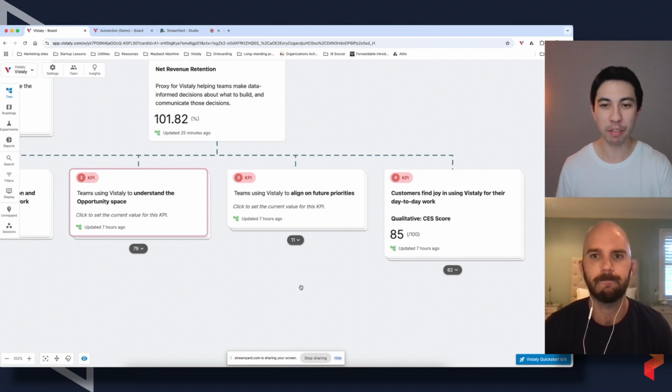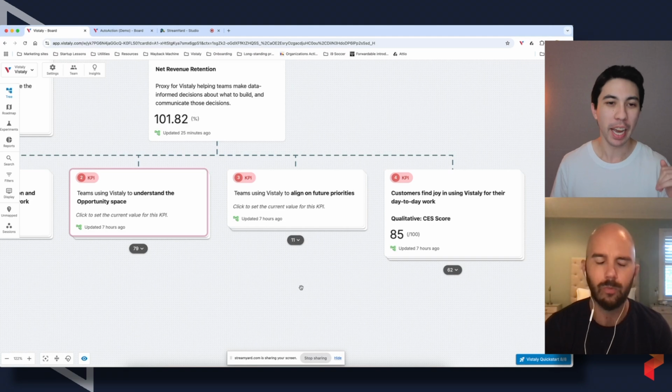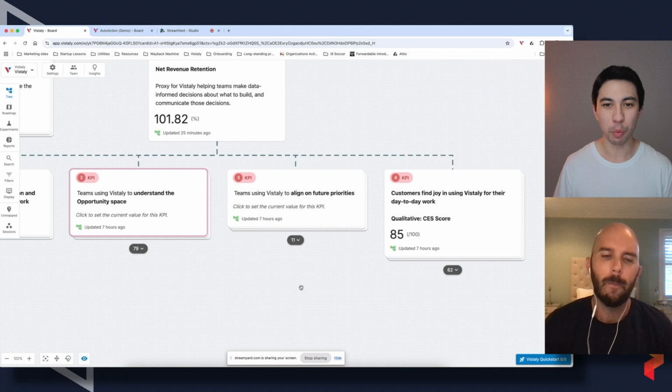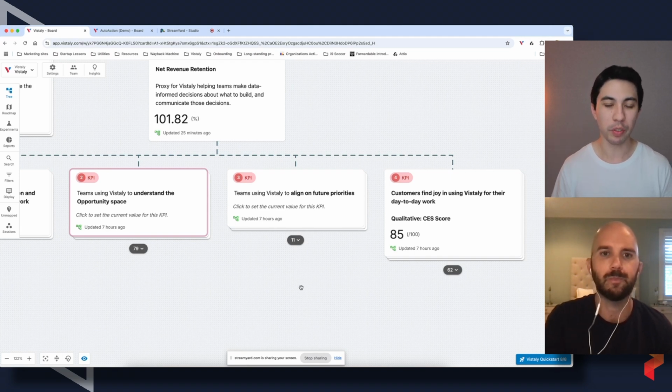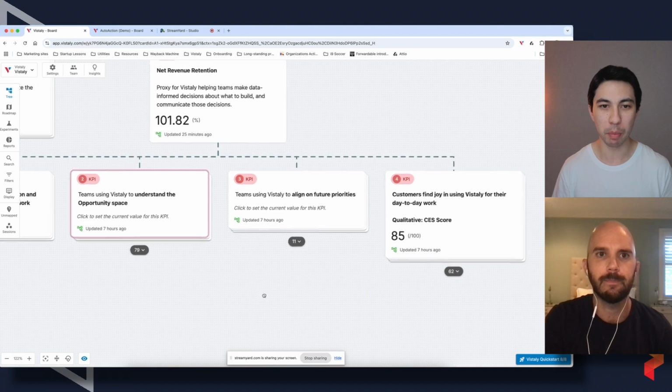So maybe 85 out of 100 from a CES score is good. We're just happy if it's above 80 maybe. And then for the other things, what's more in the red, and which one is the most in the red? And another question you can ask yourself is, if we want to increase retention, which one of these do we believe we could make the most progress on?